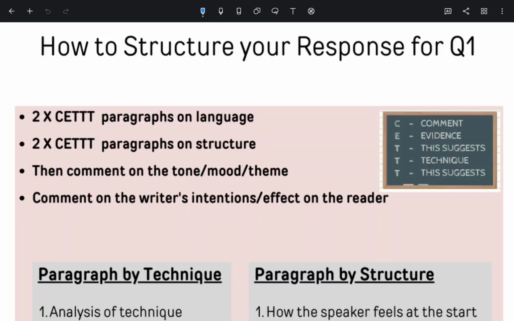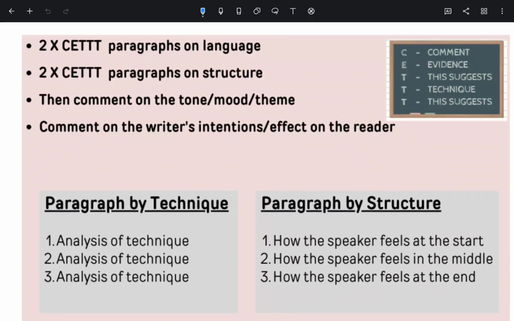Now, the question may be, how do I structure my response for question 1? So a simple acronym is to use something called CEATTT, okay, which stands for, as you can see from the right, comment, evidence, this suggests, technique, and this suggests. Okay, so essentially this is what you are aiming to do.